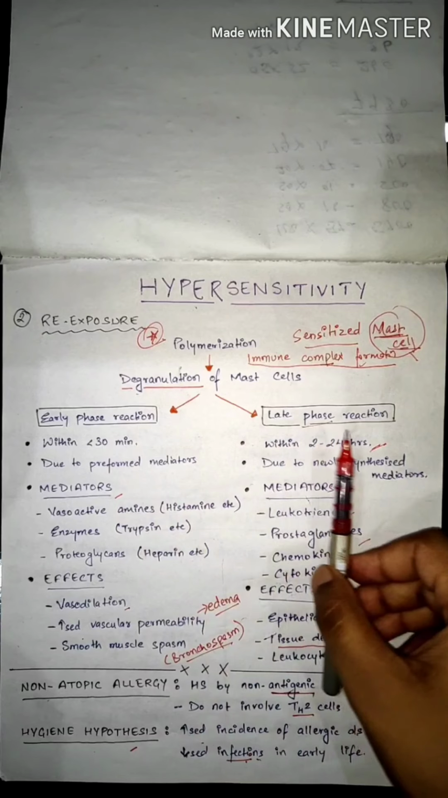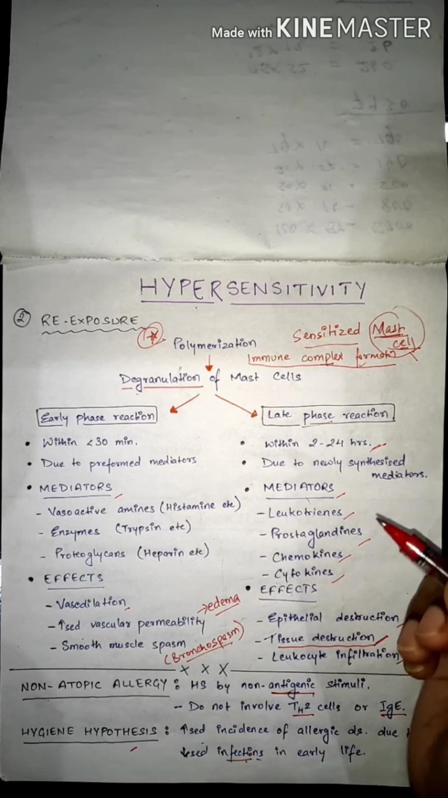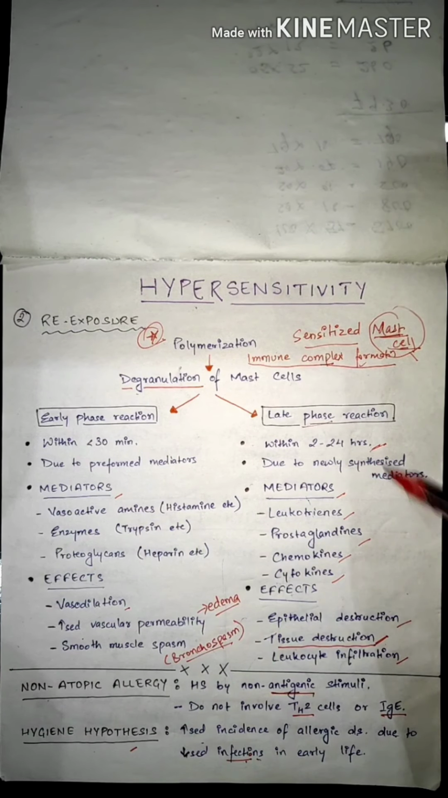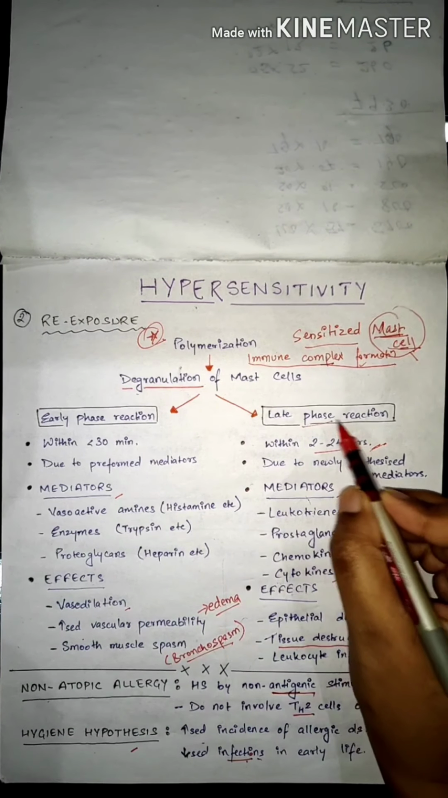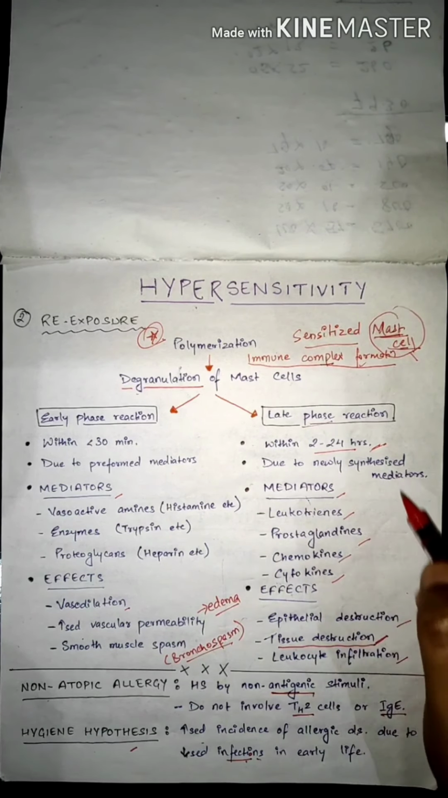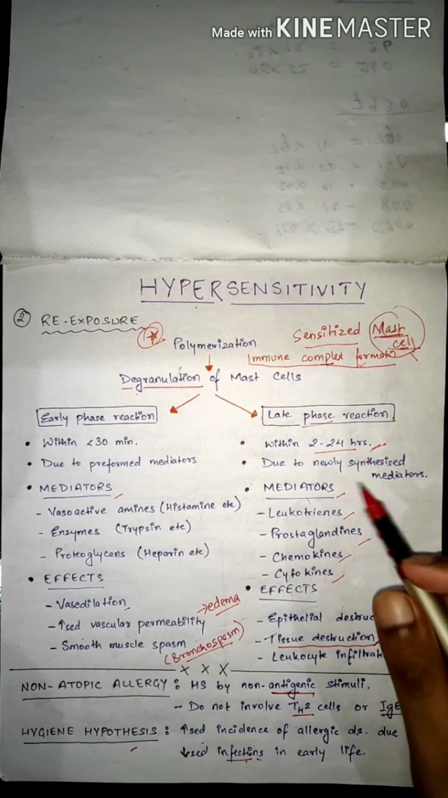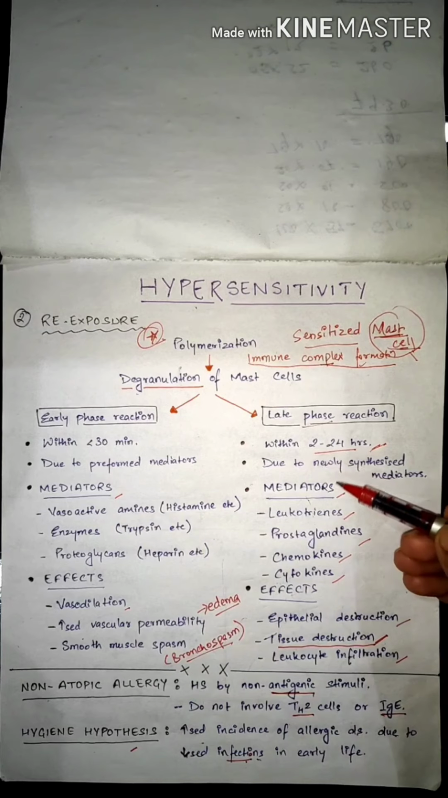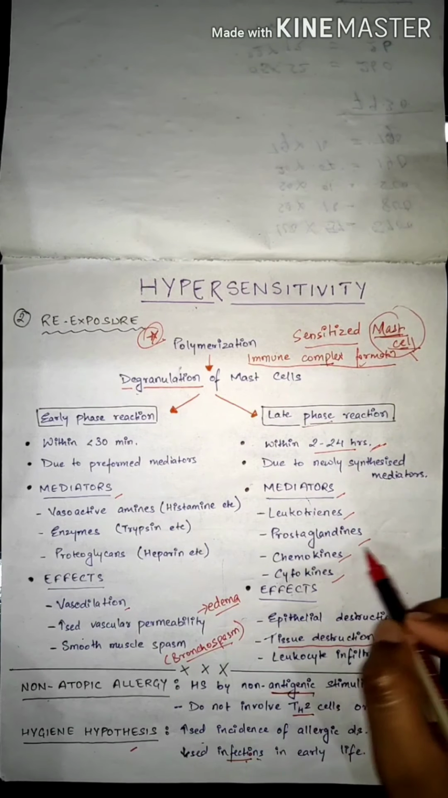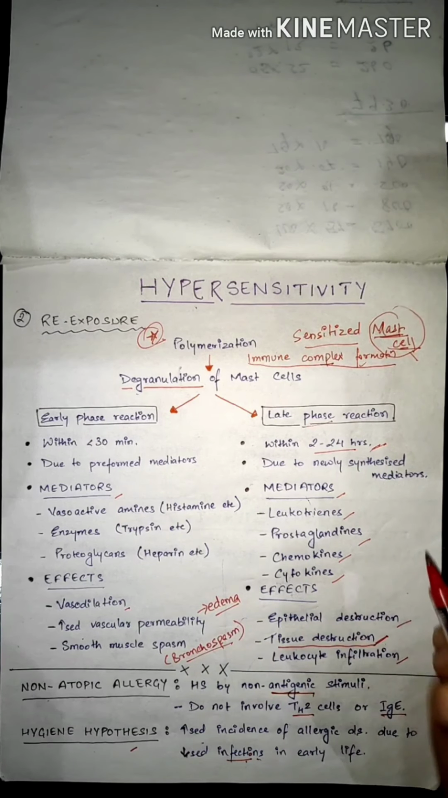Now, what are late phase reactions? These are reactions that will occur within 2 to 24 hours, and they can persist for 2 to 3 days. These late phase reactions occur due to newly synthesized mediators, meaning when the degranulation occurred, their synthesis started then. So what are these mediators? Leukotrienes, prostaglandins, chemokines, and cytokines.